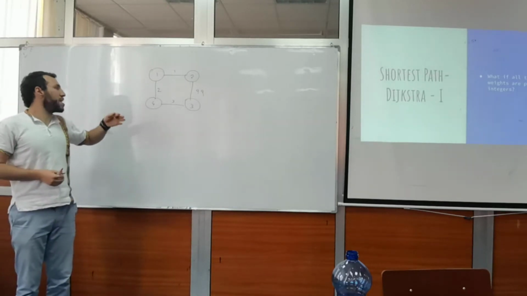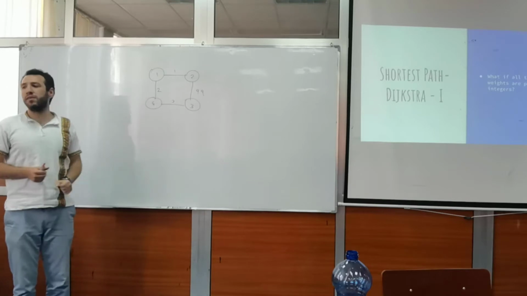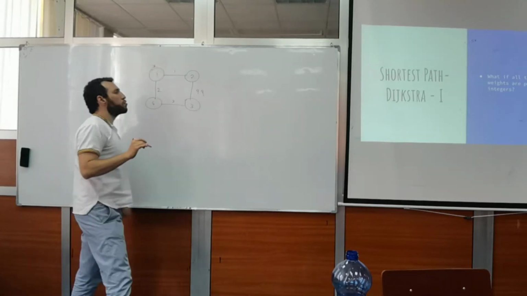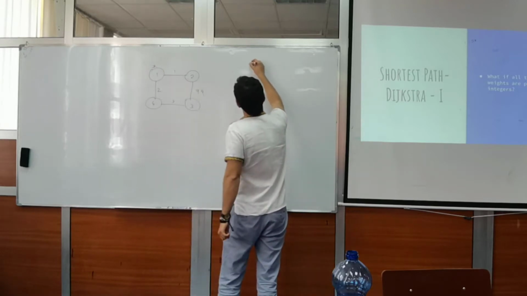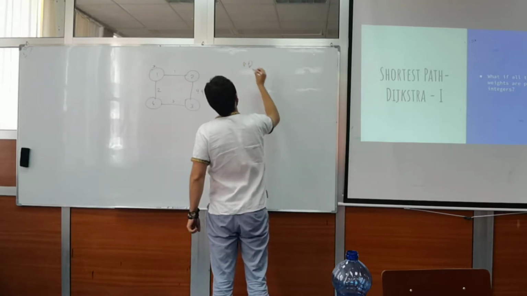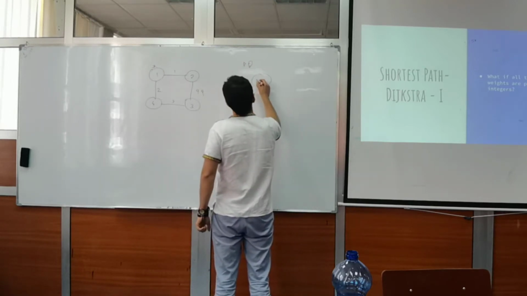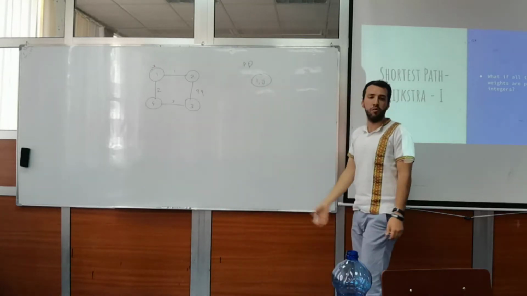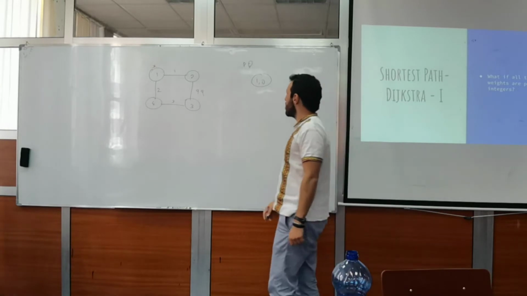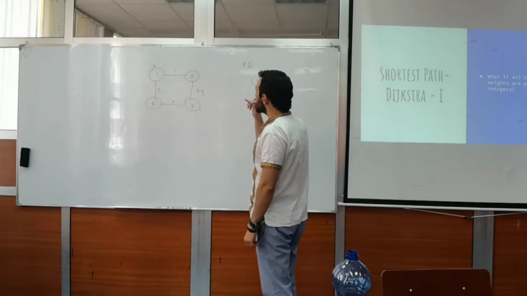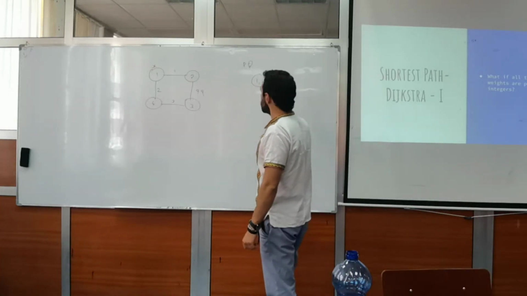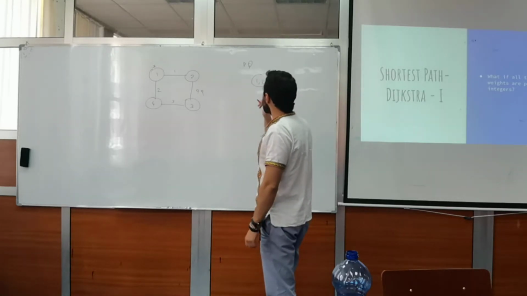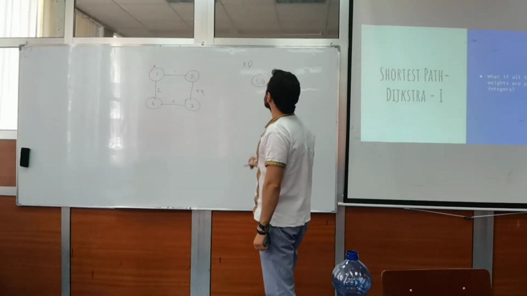Let's try to execute BFS with priority queue in this graph. Now we start from node 1. So let's say this is our priority queue. And we inserted 1 with distance 0, because distance from 1 to 1 is 0. And then we insert its children into our priority queue with their corresponding distances.